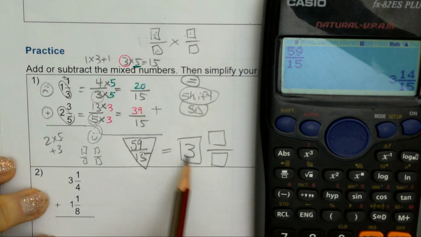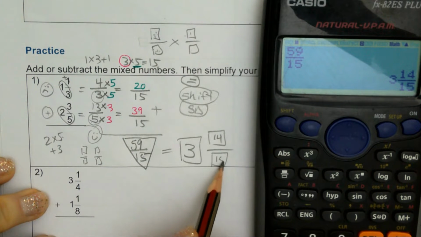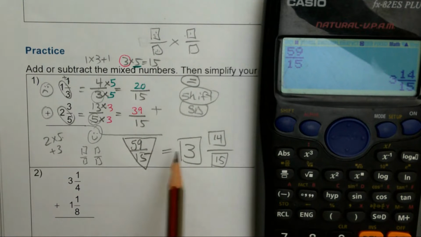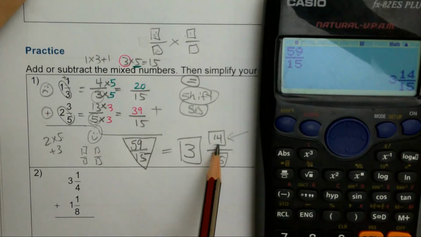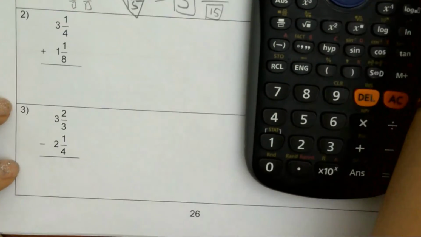So I have 3 whole cakes plus 14 slices, and it's cut into 15. That means I have almost 4 cakes, and maybe my brother came downstairs in the middle of the night and took 1 slice of the cake. So it's almost 4 cakes, but I'm missing 1 piece. Okay, so let's look at question 3.